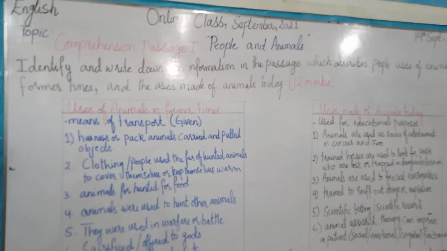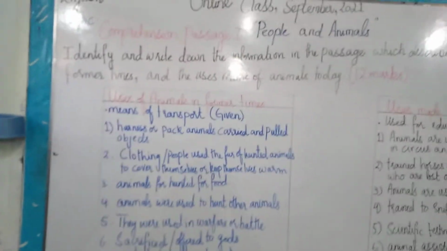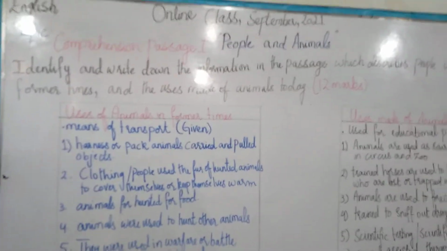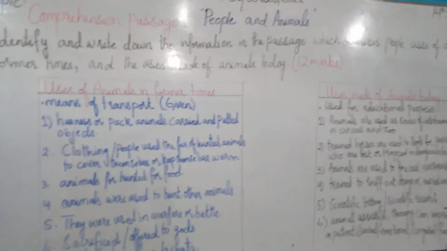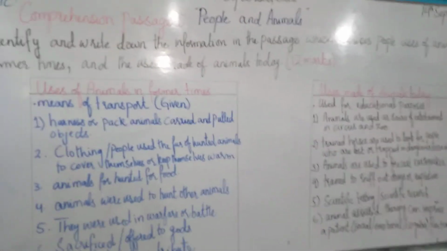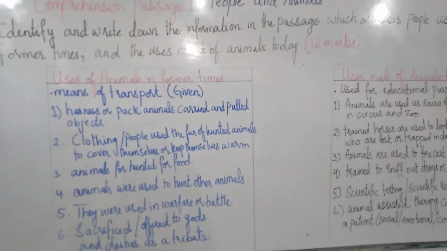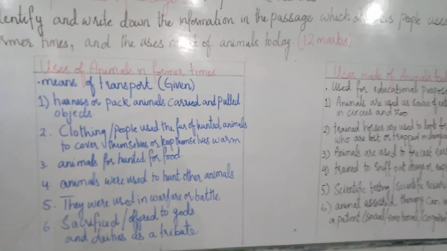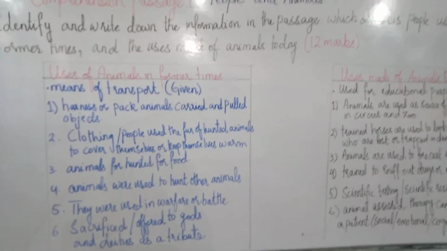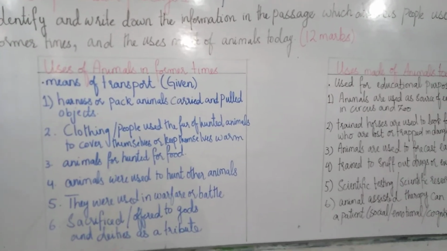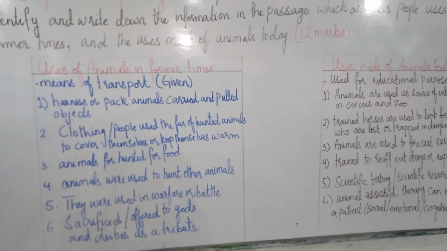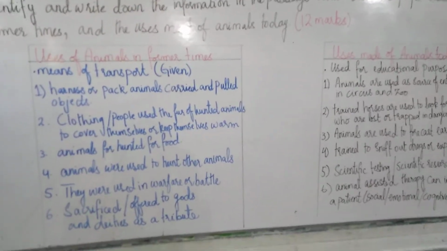Okay, now this is our first question from the comprehension People and Animals. Clear? I told you mostly we have 3 questions from this comprehension. This first question you have to write 12 points, so it's a 12 marks question. Then we are going to attempt the summary writing question, and after that it's a 3 marks short question.